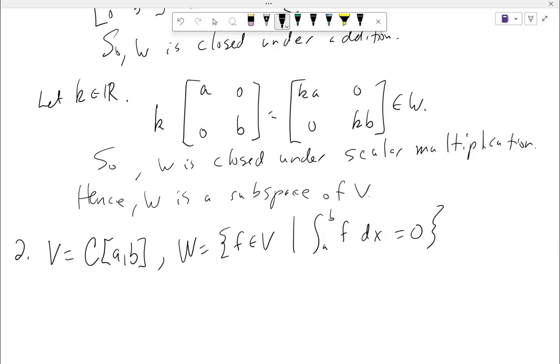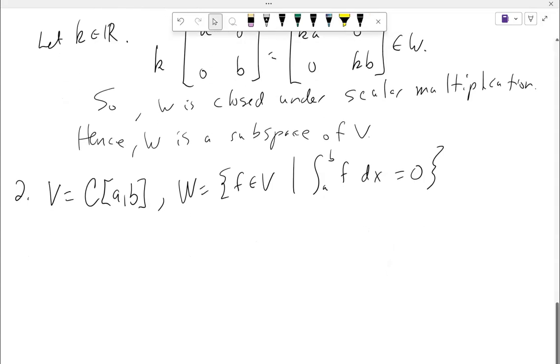Okay? And this is where I said now we're starting to treat functions like they're vectors, right? The previous one we treated matrices like they're vectors. Here we're treating functions like they're vectors. Same idea though. Let's just let f and g be in W. If it's going to be closed under addition, I need to show that f plus g is back in W again. What is the defining characteristic for being in W? If you're a function in W, what has to happen? The integral has to be 0, right?